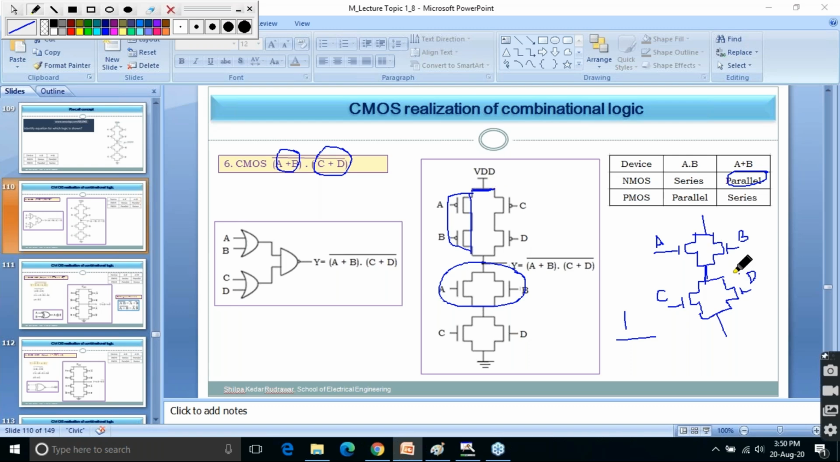Now what do I need to implement? Again I need to implement C parallel with D. C parallel with D in PMOS will be C in series with D. So likewise this structure will be there. Here these two parallel combinations were in series. Now in PMOS these two series combinations will be in parallel. So in this way, at the intersection of these two, the pull-up and pull-down network, you are getting the output, and the output is A plus B into C plus D, whole complement. Because it is implementing inverting logic, that's why the complement is mentioned over here.